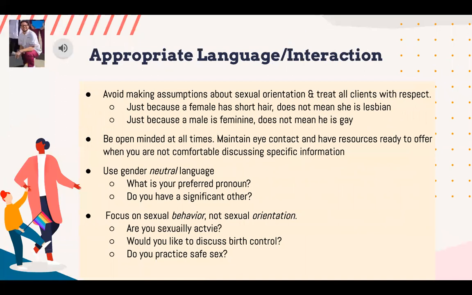In this slide, we are going to discuss the components of what an appropriate interaction is with an LGBTQ client. One must avoid making assumptions about sexual orientation and treat all clients with respect. For example, just because a woman has short hair does not mean she is a lesbian, and just because a male has feminine qualities does not mean he is gay. One must be open-minded at all times and actively listening throughout. It is always nice to have LGBTQ resources on hand to further elaborate whatever it is that is being discussed.